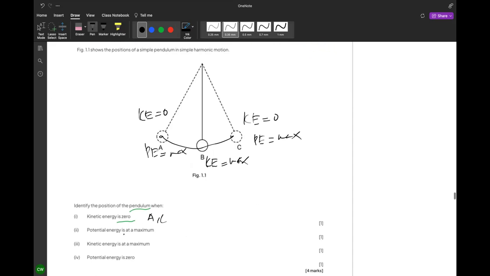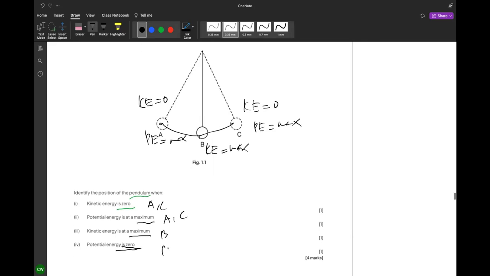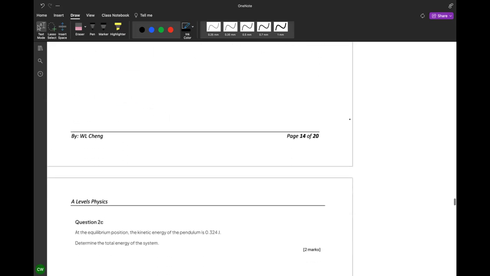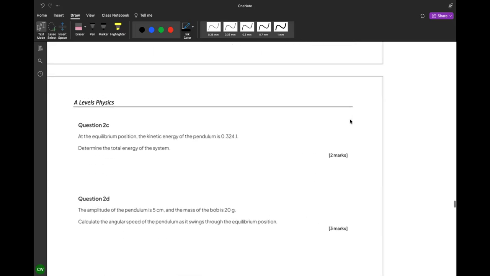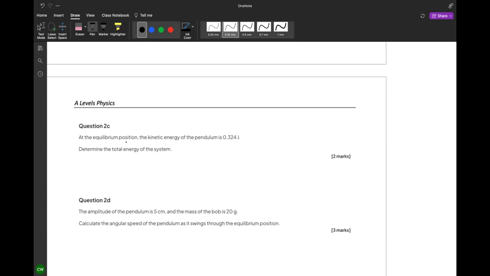Potential energy is maximum at which point? Also the same, A and C. Kinetic energy is maximum at which point? Maximum at B. Potential energy 0 at which point? Also at B. At the equilibrium position, kinetic energy is at this value.